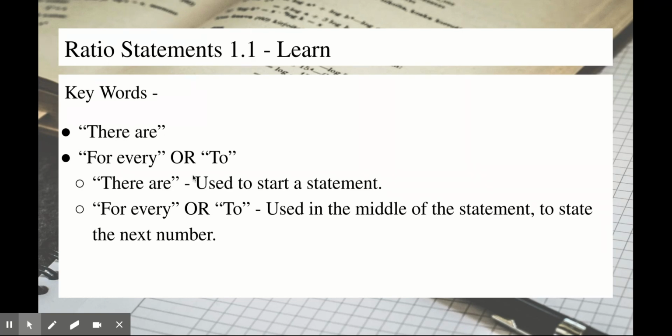So for every or to mean the same thing. That's why I put them right next to each other. In these white bullet points here, I have given the meaning for this. And there are is used to start a statement. And for every or to is used in the middle of the statement to state the next number.